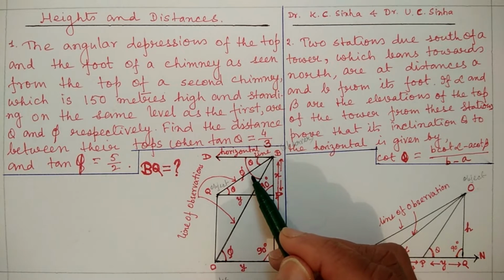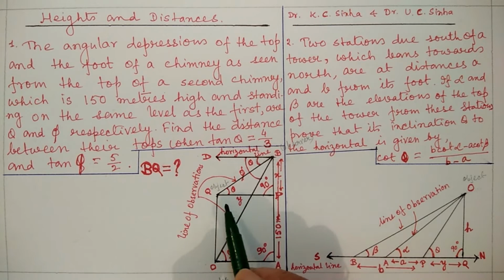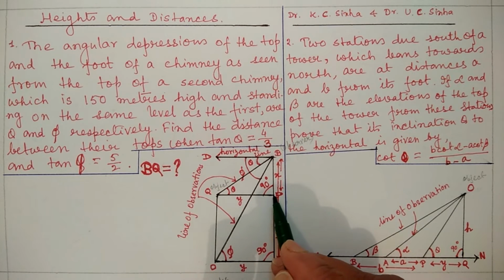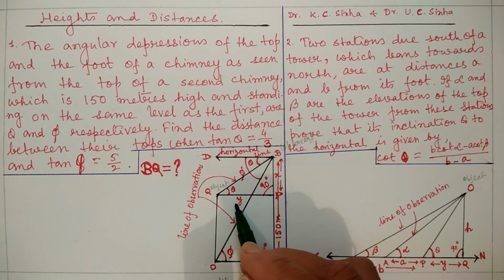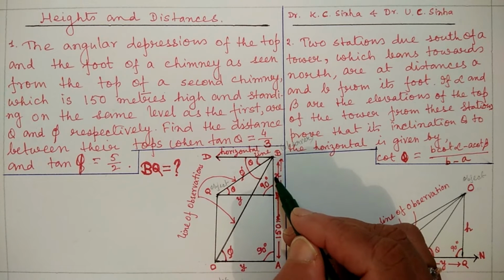Okay, so now we'll do some construction work first. We'll draw QP parallel to the horizontal line OA, and it meets AB, the second chimney, at point P. We'll name this OA as Y, joining the foot of the two chimneys. This is the horizontal line, so the name is given as Y. So PQ also will be Y. And we have taken BP as X. We don't know this length, so BP we have taken as X.